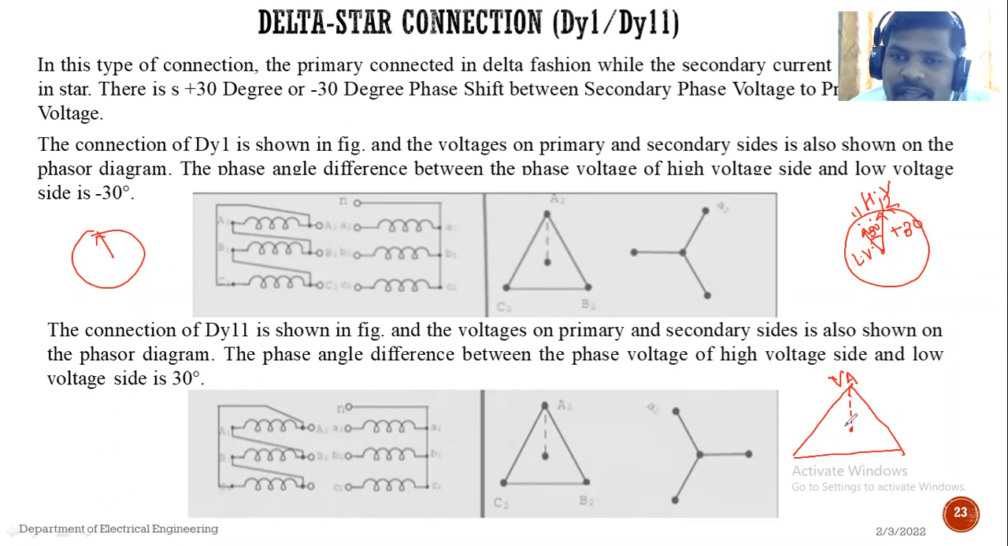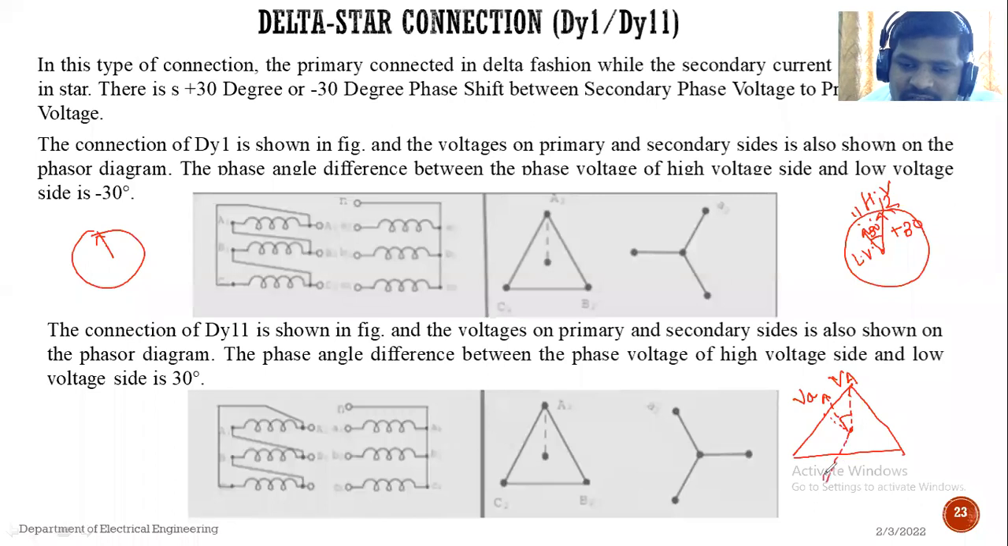So see, the phase voltage of the secondary winding of A phase leads the primary winding by 30 degrees. That means suppose this is the VA of the primary winding. I will draw here the VA of the secondary winding. It will lead. So this is the VA of the secondary winding.